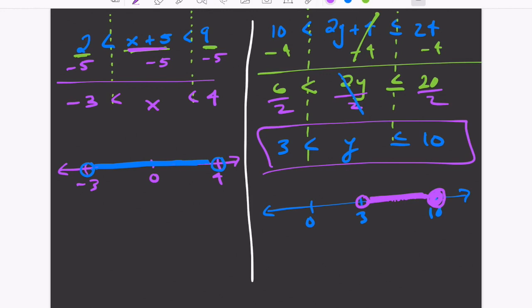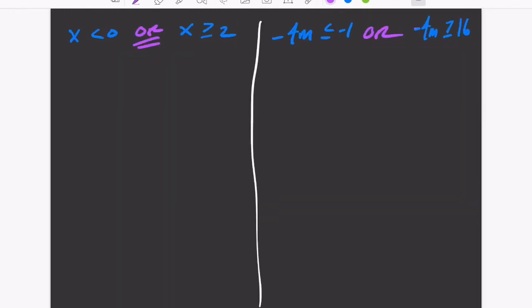Okay, there's one other type of compound inequality, and that's or. So let's graph these two things separately, and you'll notice we're not going to combine these into that one sentence, and you'll see why in a second, okay? But our two key numbers here, x has to be less than 0, or it has to be greater than or equal to 2. And you'll see why this looks different when we graph it.